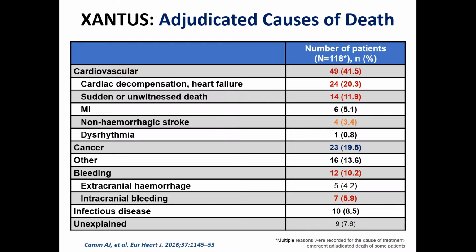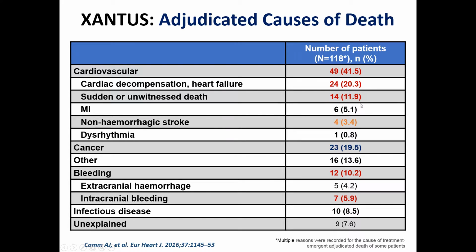And this is the adjudicated deaths in XANTUS, and there are not many registries that have fully, centrally adjudicated deaths. So there were only 118 deaths out of these 7,000 odd patients who were followed for 1 year, and you can see that cardiovascular deaths were just over 40% of the total, and of those, half were due to heart failure. Only 20% of the patients who entered the XANTUS registry had heart failure at baseline.